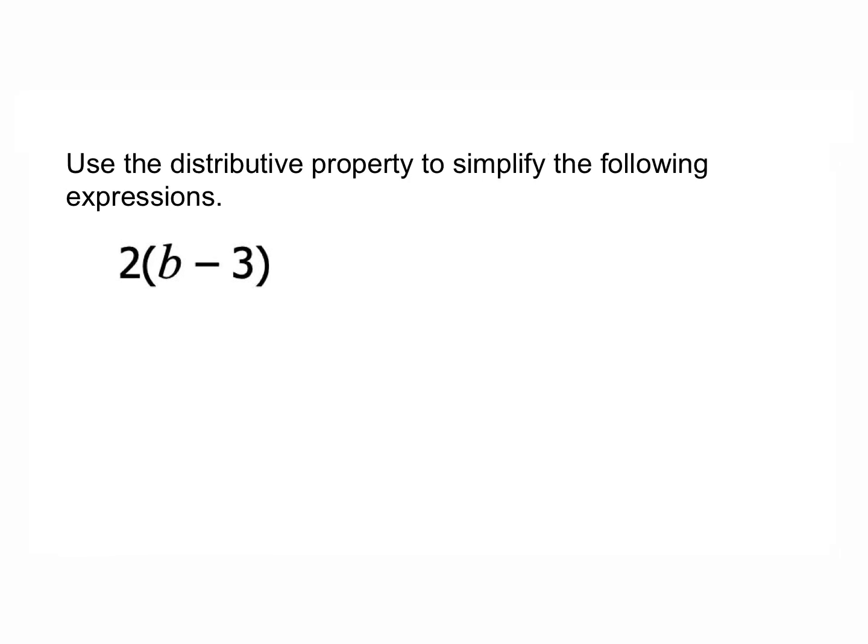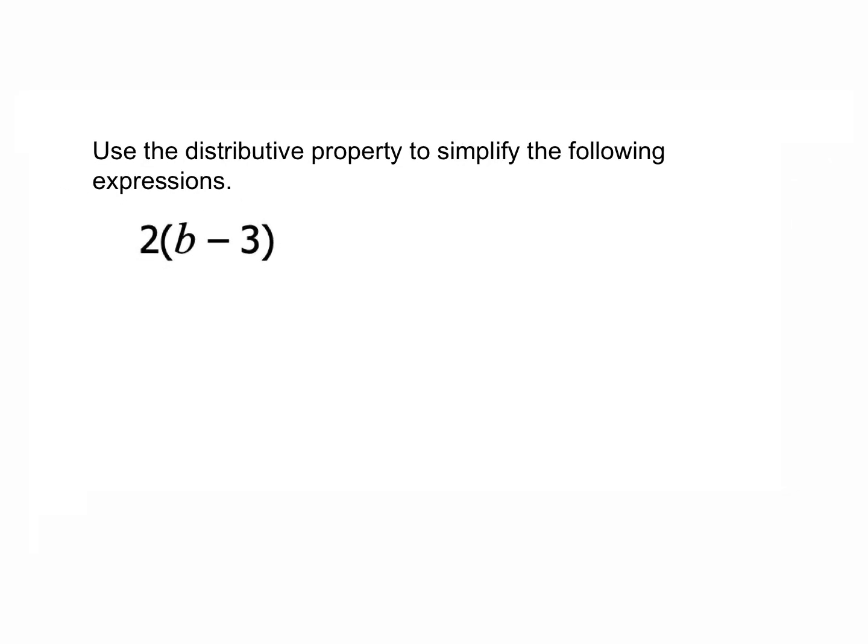Here we're going to use the distributive property to simplify this expression. So we have 2 times b minus 3. We're going to keep this negative sign. We have 2 times b and then 2 times 3. 2 times b is 2b, and then this is technically 2 times 3, which is 6. And that's our final answer.